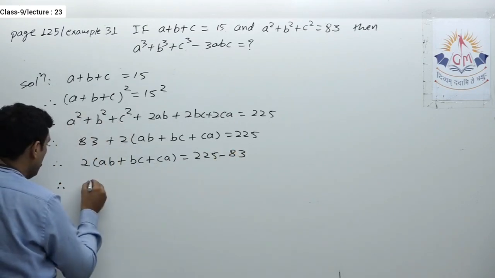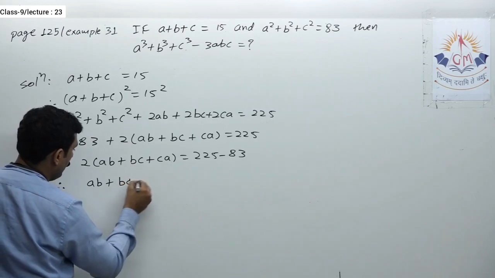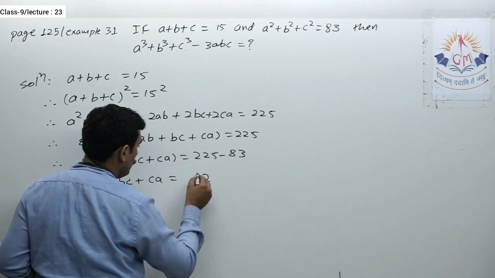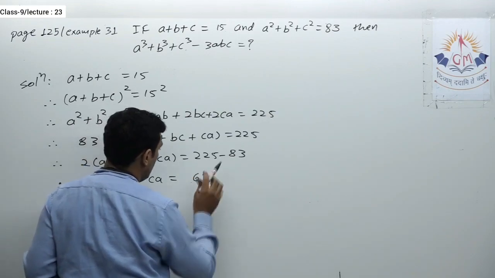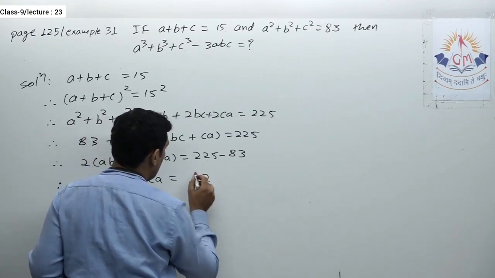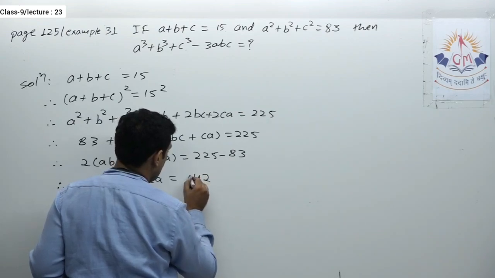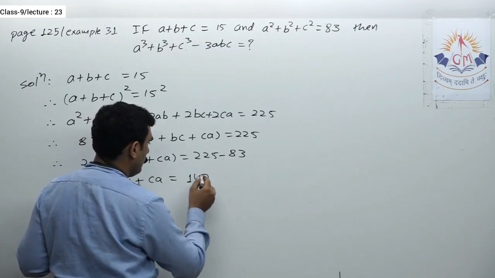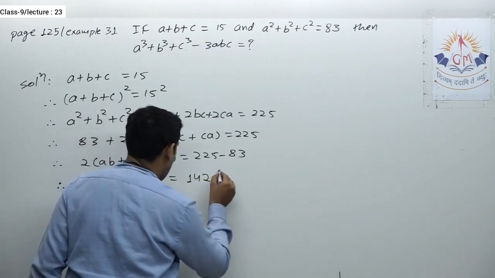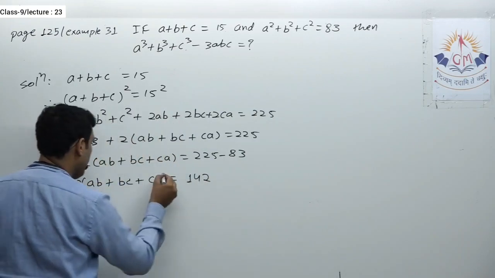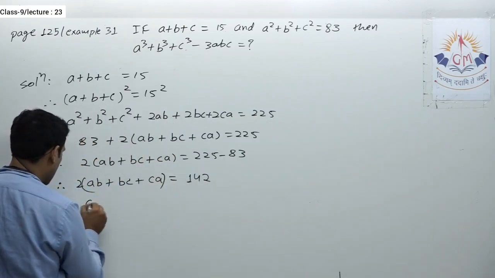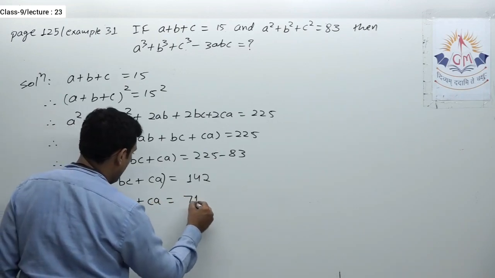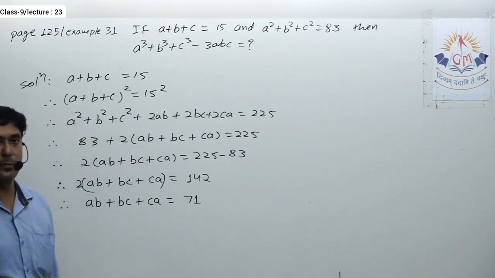So this gives me ab plus bc plus ca is equal to 142. Here 2 is there, so ultimately I will get ab plus bc plus ca is equal to 71. This is the value of ab plus bc plus ca.